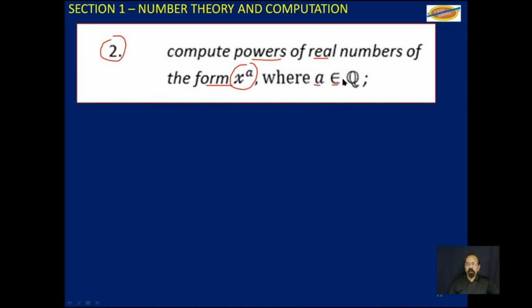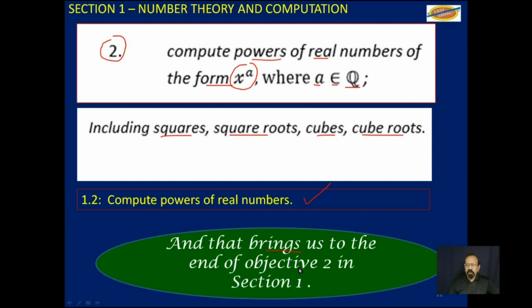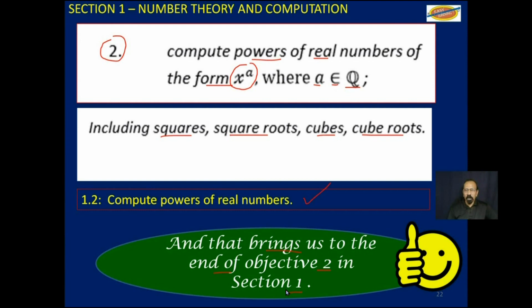So this objective: compute powers of real numbers in the form x to the a power, where a is a member of the rational numbers. And we're supposed to find square, square root, cube, cube roots, and so on. So we just did that. And that brings us to the end of objective 2 in section 1. So we are on our way.